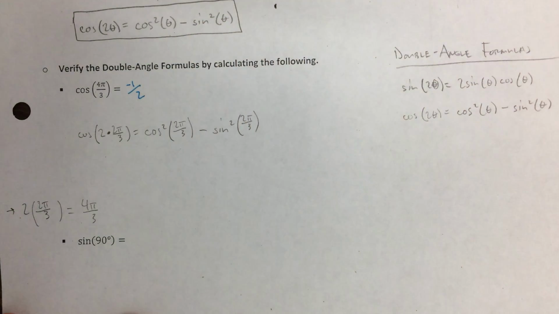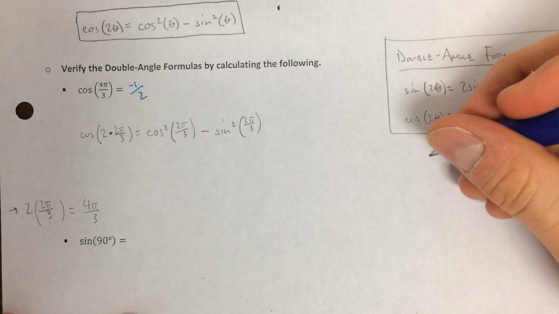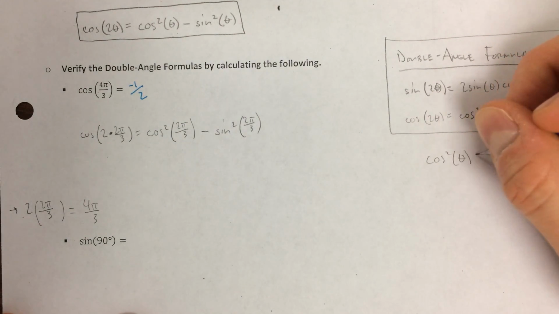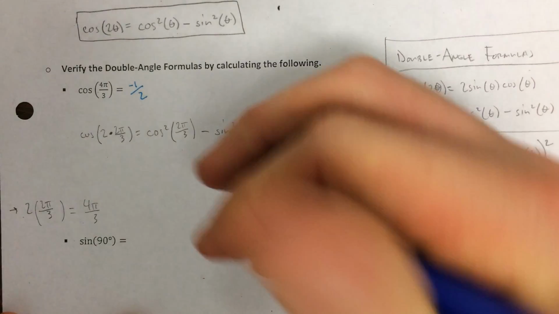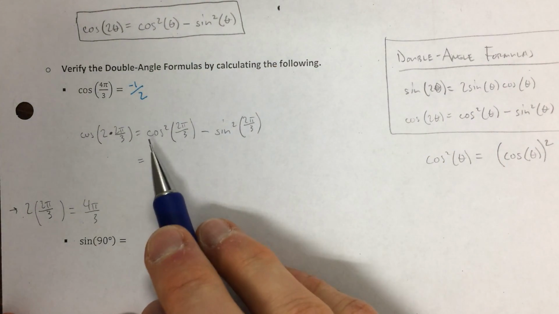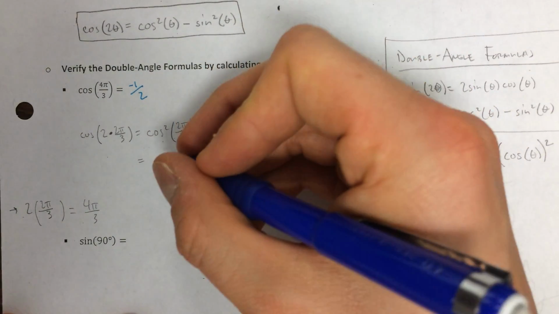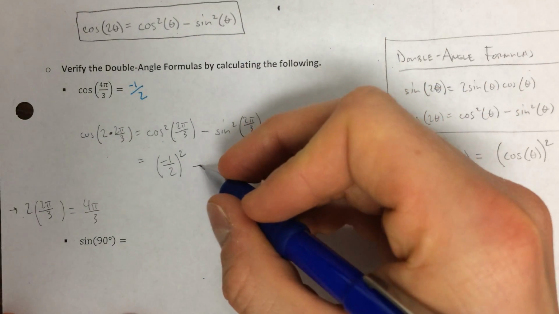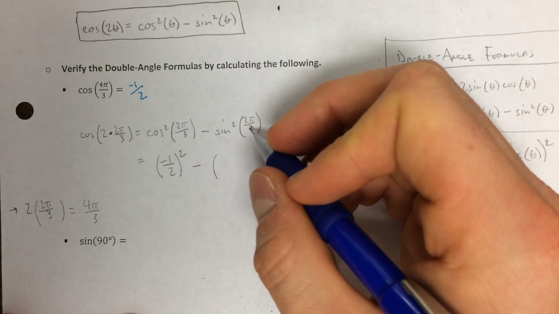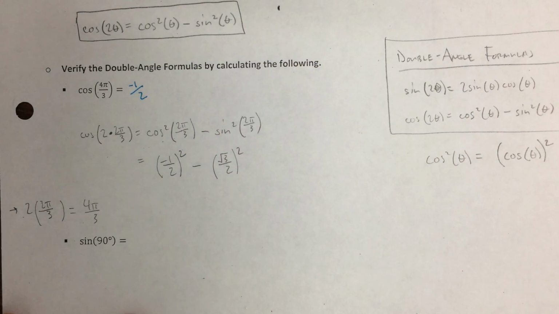So these are our double angle formulas. If we have cosine squared of an angle, another way you could read this is take the cosine of that angle and square it, which is what we're going to do here. What this is saying is find cosine at 2 pi over 3. Cosine at 2 pi over 3 is negative 1/2. So it says find that first, then square it. Same thing here. Sine at 2 pi over 3, square root of 3 over 2, then square it.